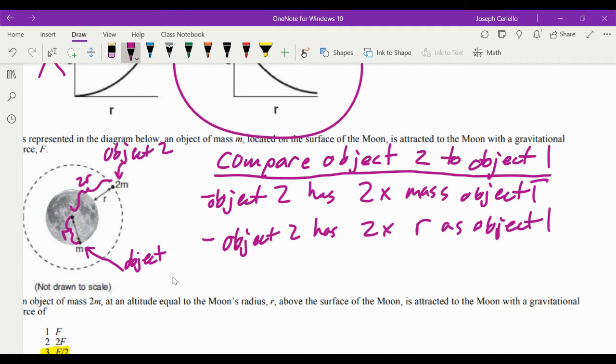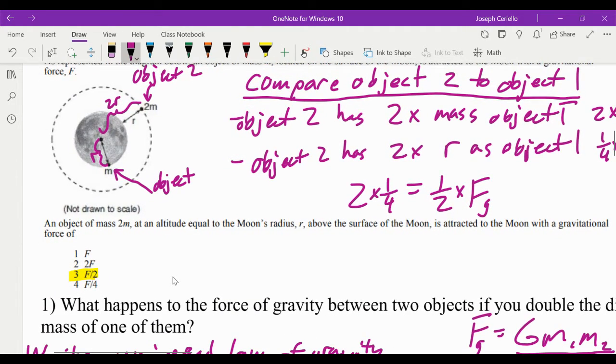So let's see. When we double the mass, we know that we double the force of gravity. So this is 2 times the force of gravity. And when we double the distance, we have 1/4 the force of gravity. This is the same as the question we answered at the end of last class. So 2 times 1/4, we should get 1/2 the force of gravity.